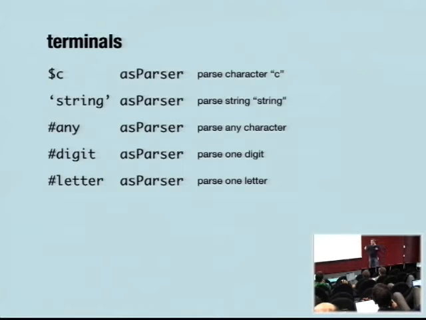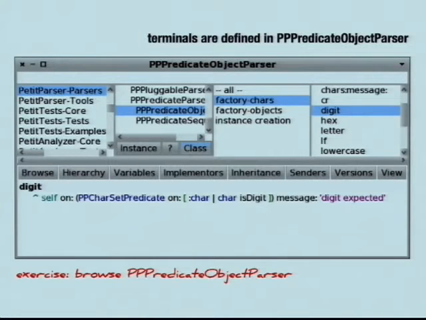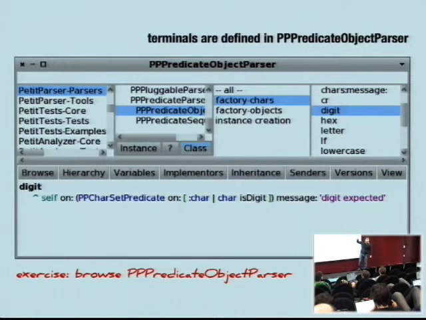Now we want to see what a parser is, how this is going on, and where these things are defined. I want you to open your system browsers and browse PPPredicateObjectParser. On the class side, you find all these utility methods. For example, you have digit here. This is what gets invoked when you say hash digit as parser. As you see, this one returns a character set predicate. Just browse around. I want you to take a couple of minutes and browse the protocol factory. Okay? Questions?